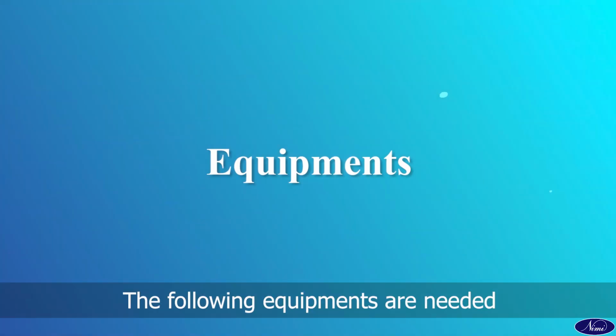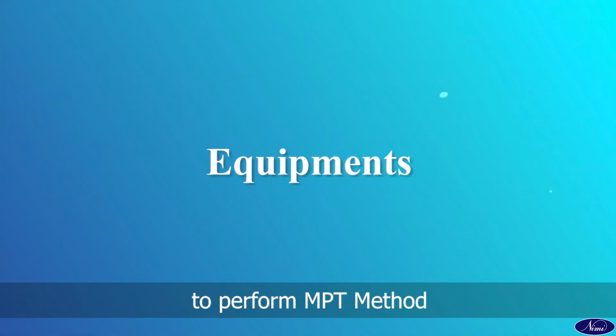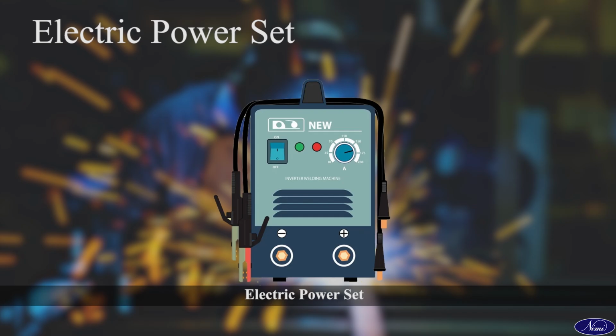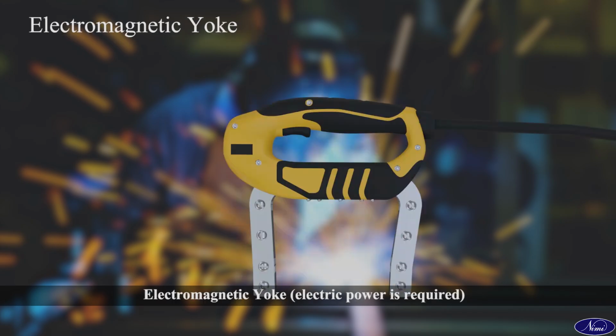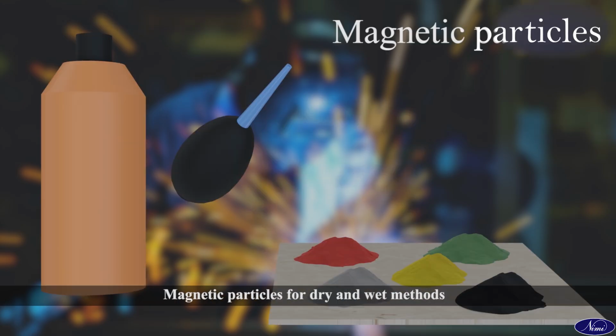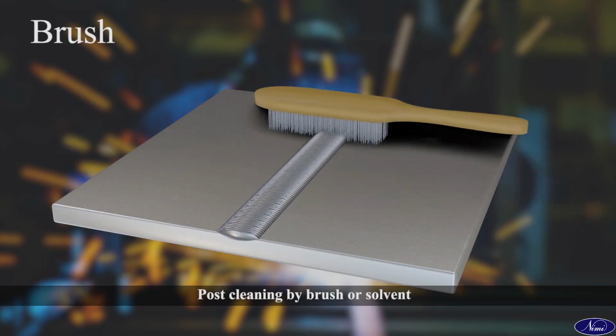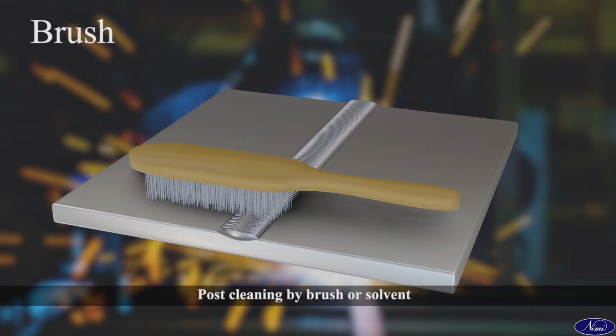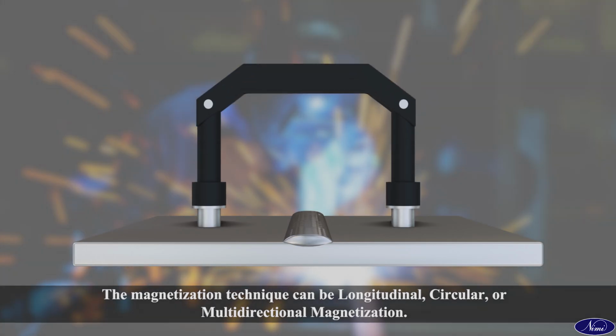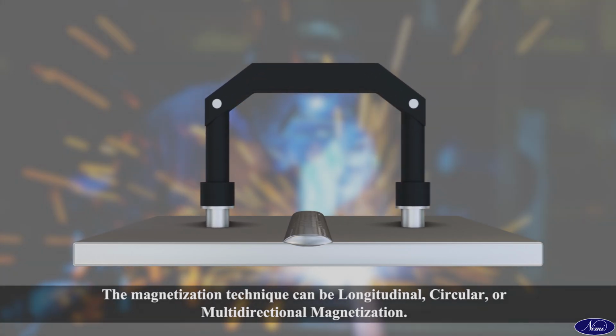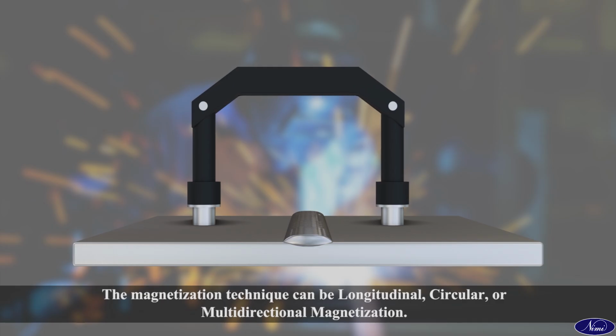Equipments. The following equipments are needed to perform the MPT method. Electric power set, electromagnetic yoke, electric power is required, magnetic particles for dry and wet methods, post cleaning by brush or solvent. The magnetization technique can be longitudinal, circular, or multidirectional magnetization.